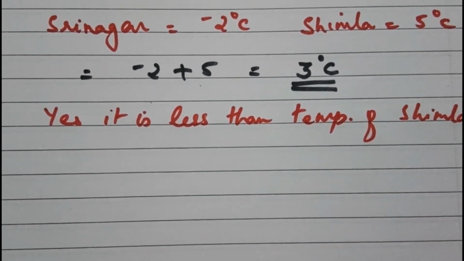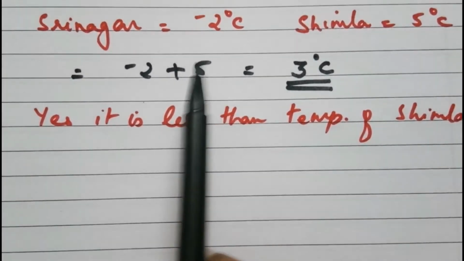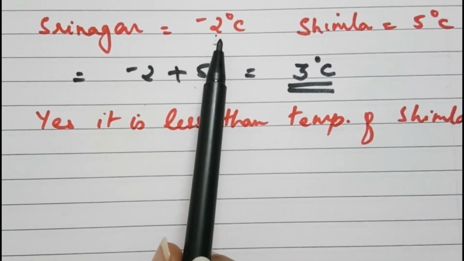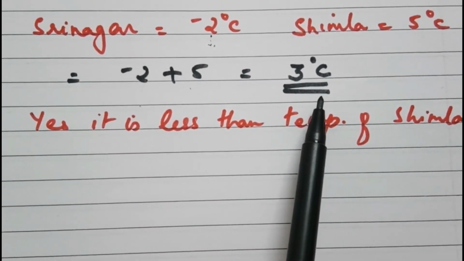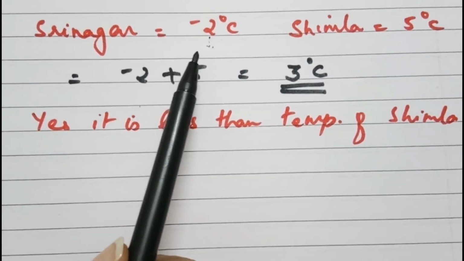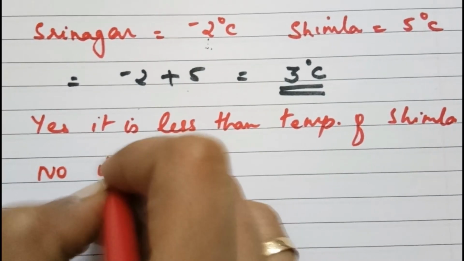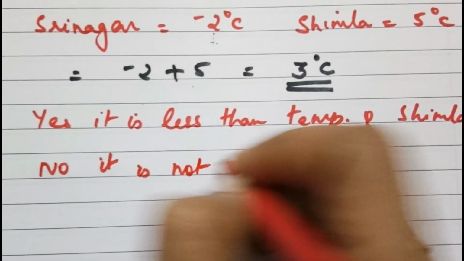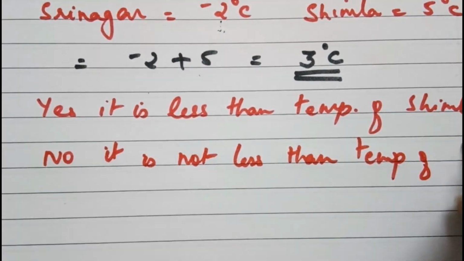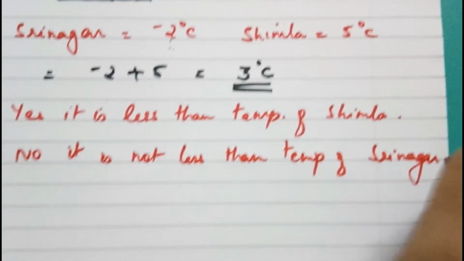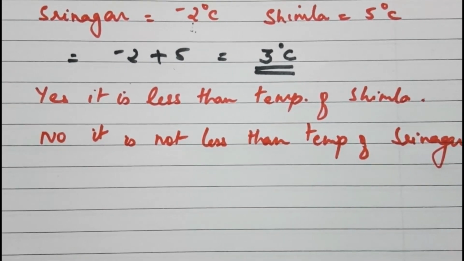Now the second part of the question asked is, is it also less than the temperature of Srinagar? Now the temperature of Srinagar marked here is -2 degrees Celsius and we got the difference of them as 3 degrees Celsius. Since +3 is greater than -2, the answer will be no, it is not less than the temperature of Srinagar. So this is the answer of our last question of the part, question number 1.